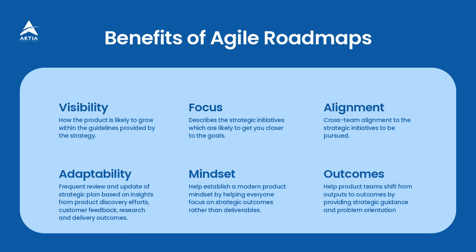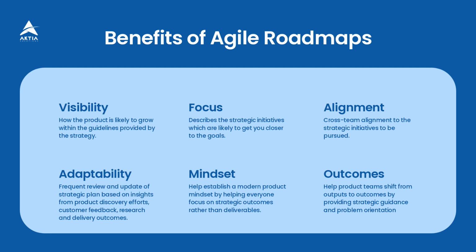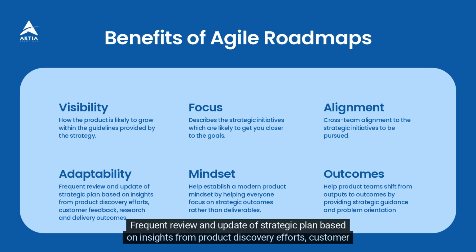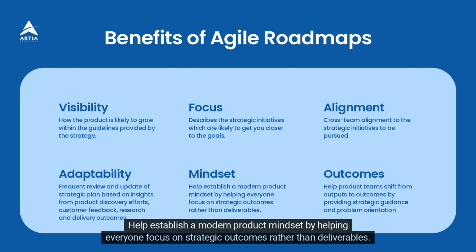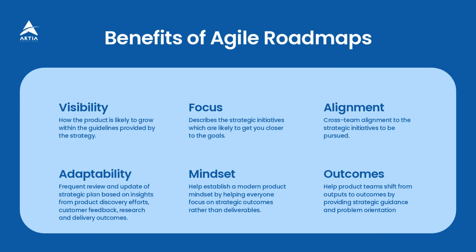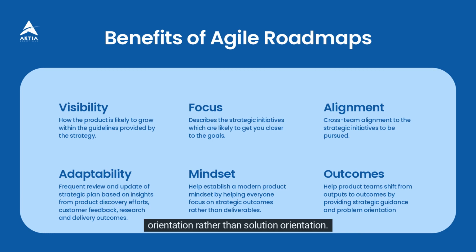3. Cross-team alignment to the strategic initiatives to be pursued to achieve the product goals. 4. Frequent review and update of strategic plan based on insights from product discovery efforts, customer feedback, research, and delivery outcomes. 5. Help establish a modern product mindset by helping everyone focus on strategic outcomes rather than deliverables. And finally, roadmaps help product teams shift from outputs to outcomes by providing strategic guidance and problem orientation rather than solution orientation.